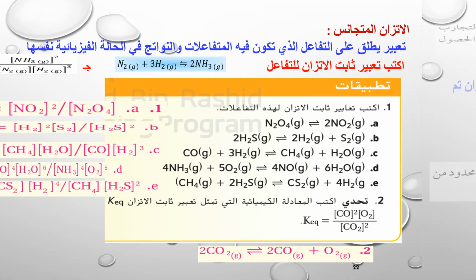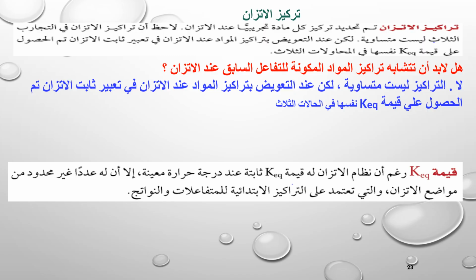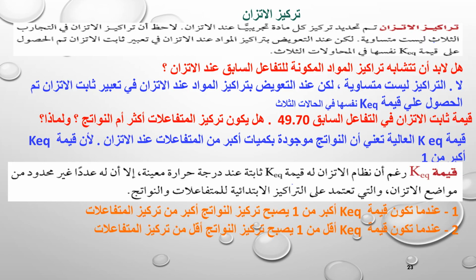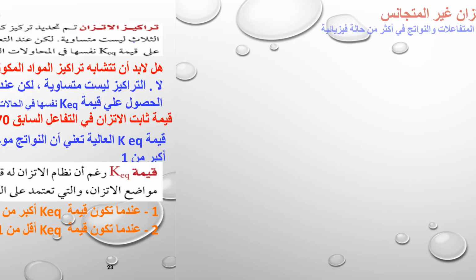It is not necessary for the concentrations of the substances in the previous reaction to be the same at equilibrium. The concentrations are not equal, but when the equilibrium concentrations are substituted into the equilibrium constant expression, the same Keq value of 49.70 is obtained in all 3 cases. Since Keq is greater than 1, the concentration of the products is higher than that of the reactants at equilibrium. If Keq were less than 1, the opposite would be true.